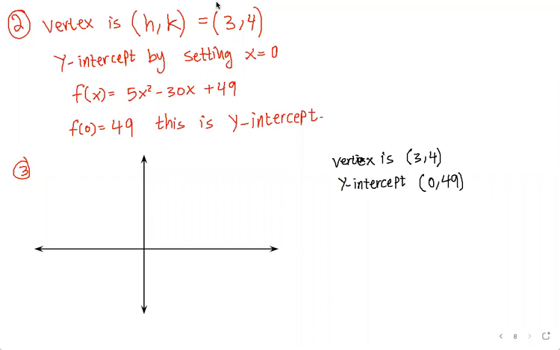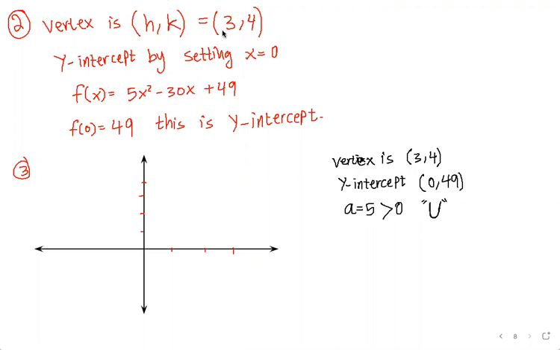So when I graph the function, the vertex is (3, 4). Counting 1, 2, 3, 4, the point around here is the vertex. A here is positive, A equals 5, which means the parabola opens upward.